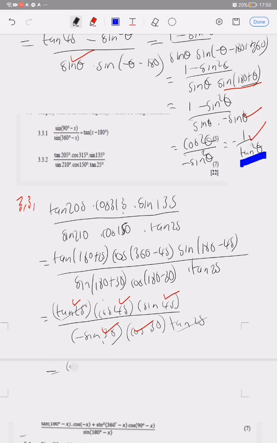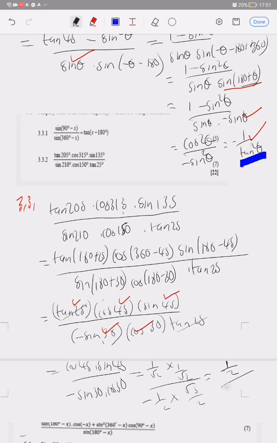So now I'm left with cos 45 and sine 45 over negative sine 30 cos 30, right? So remember, cos 45 is 1 over root 2, times 1 over root 2, over negative 1 over 2 times root 3 over 2, right? So what do we do from there? The top one, I'll get 1 over 2. The bottom one, I'll get negative 1 over 2 times root 3 over 2.